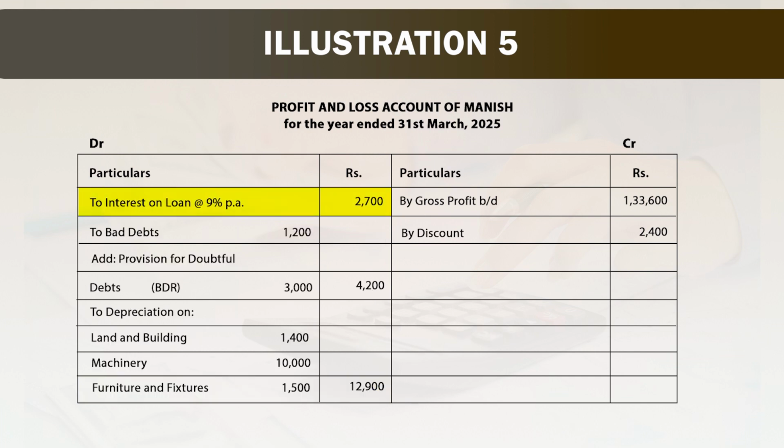Then interest on loan at the rate of 9% per annum, that comes to 2,700 rupees. Then we are having bad debts of rupees 1,200 and the provision for BDR of the current year is to be added to it, and that is rupees 3,000. So, total amount of bad debts and BDR comes to 4,200 rupees. Then we are having depreciation on different assets: land and building 1,400, machinery 10,000 rupees and furniture and fixtures 1,500. So, total depreciation of the year on different assets comes to 12,900.